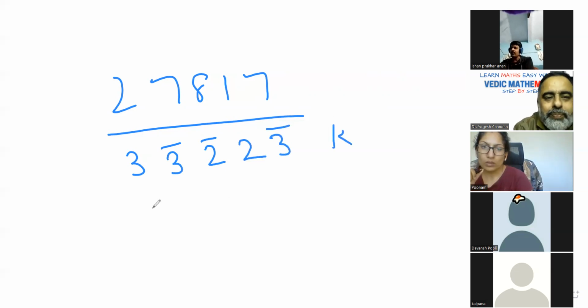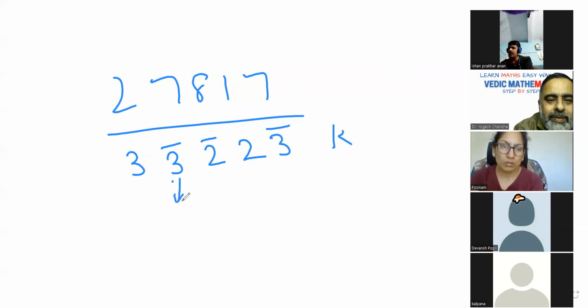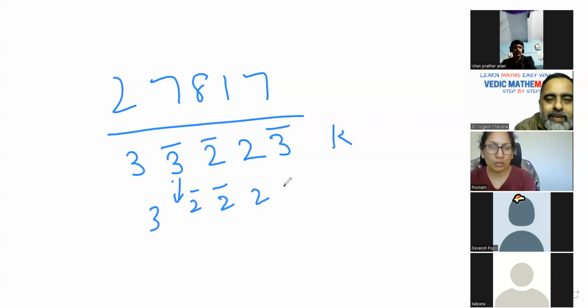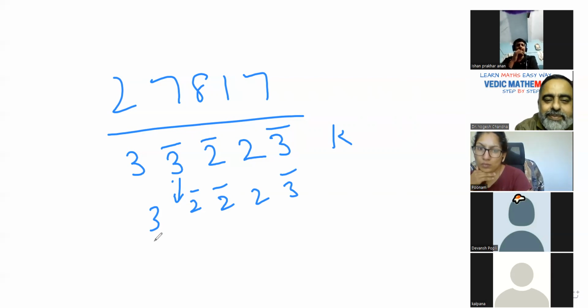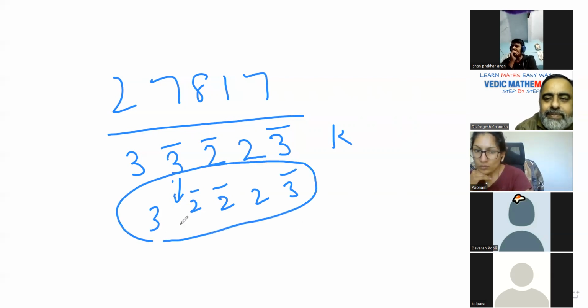Yes, Poonam. Sir, at the second place, it should not be 3 bar, it should be 2 bar. Yeah, it should be 2 bar, because rule 2B will be applied here. Yes, Sudhanshu. Sir, 3, 2 bar, 2 bar, 2, 3 bar. So you are doing it right, Devansh. Yes, sir. Second one. Kalpana, this is wrong.